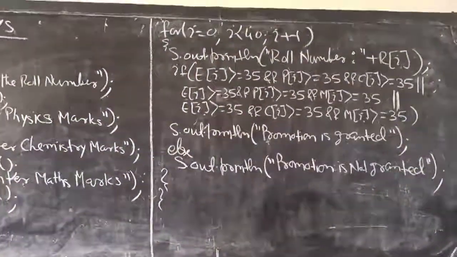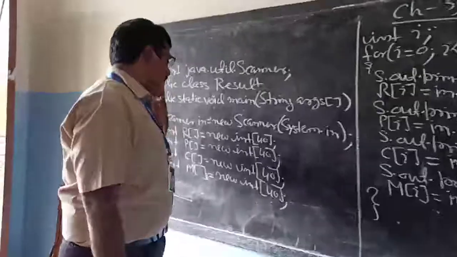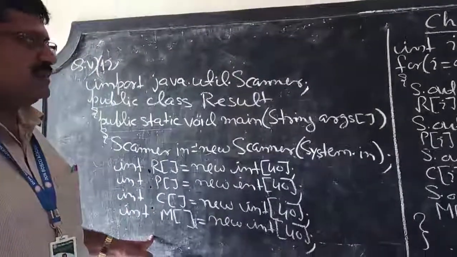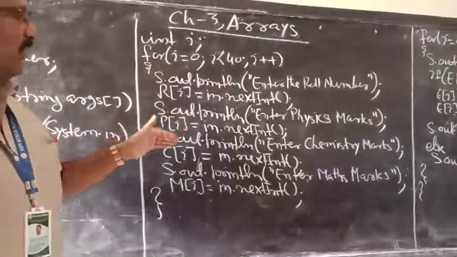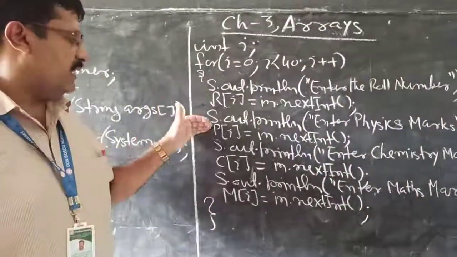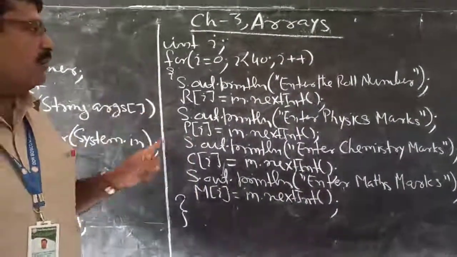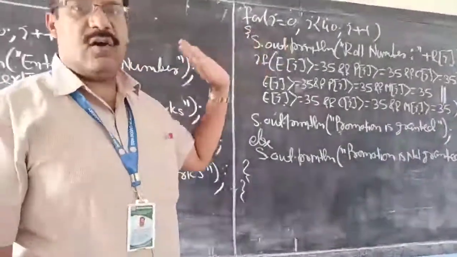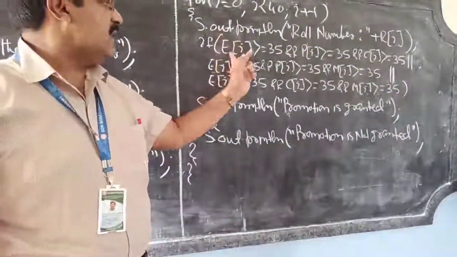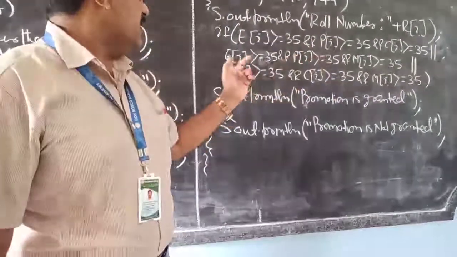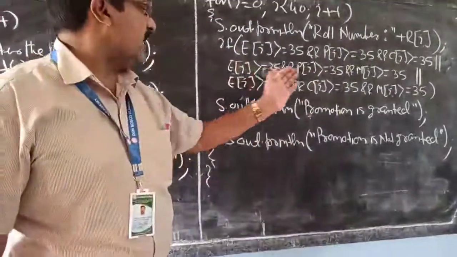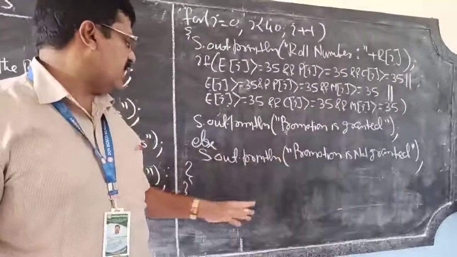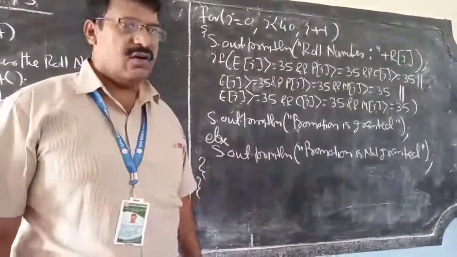So this question is very simple. Once again, see how we have done it. We have created the 4 arrays, one for roll number, one for physics marks, chemistry marks and maths marks. Then we have input the values in all the 4 arrays, one by one for all the 40 students. In the final loop, we are first printing the roll number and checking whether the student passed in English and physics and chemistry, or English and physics and maths, or English and chemistry and maths. In any of these groups, if a student has passed, then the output will be promotion is granted, else the output will be promotion is not granted.